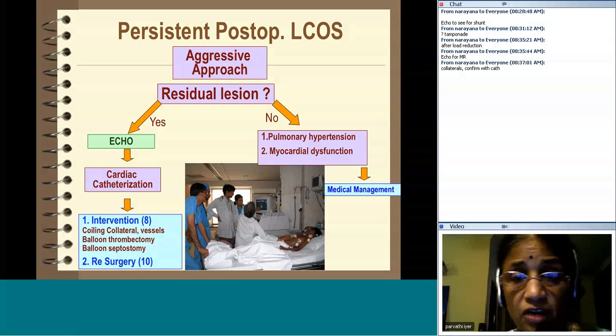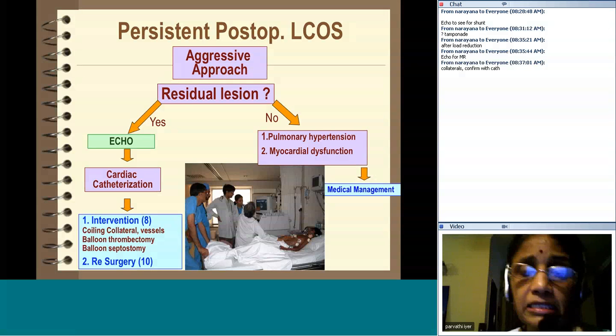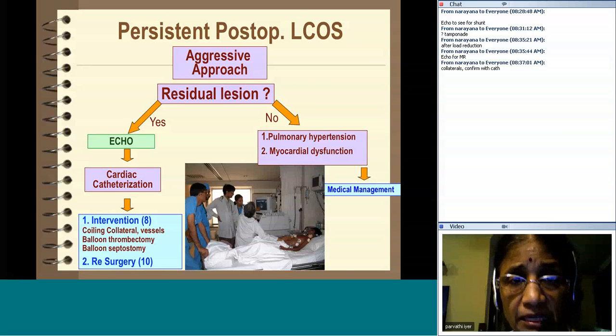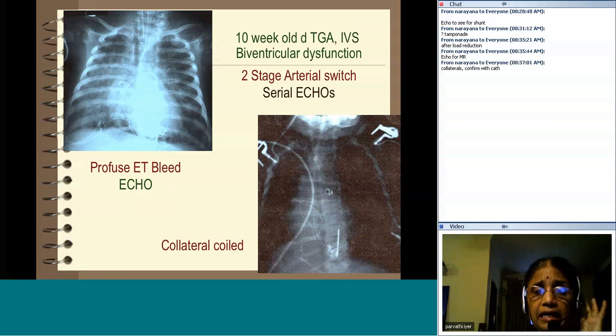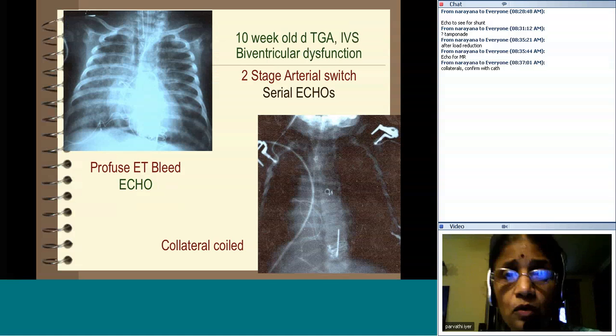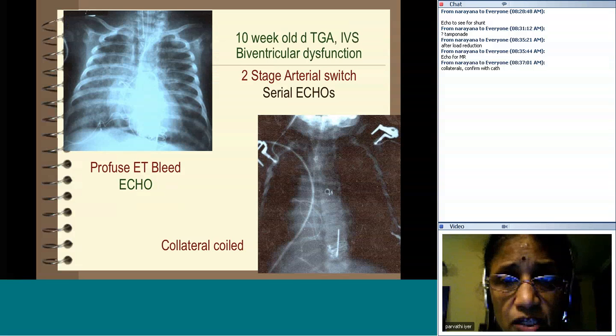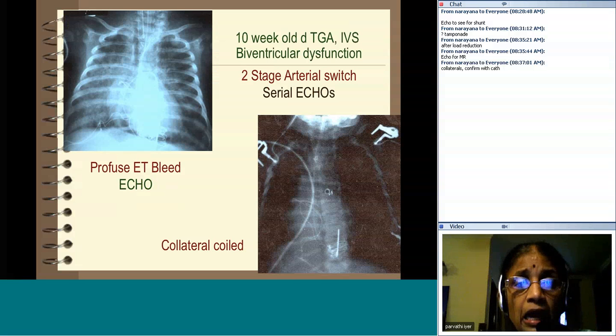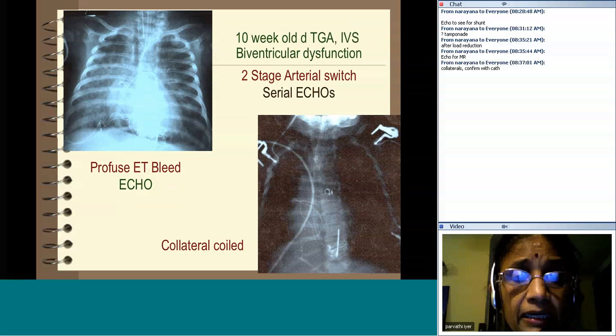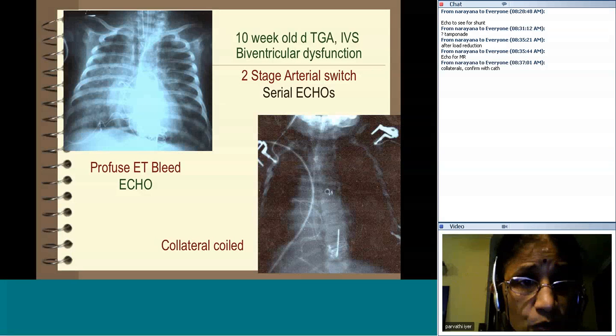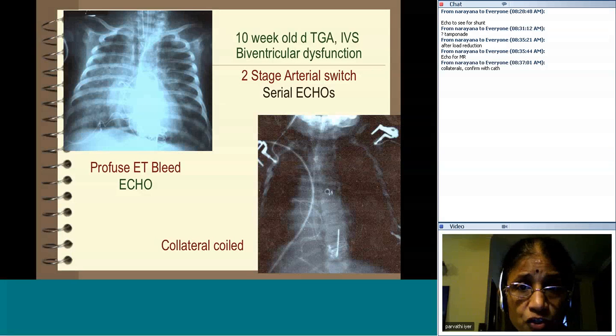This is yet another instance where we had a 10-week-old transposition intact victim who presented with biventricular dysfunction, underwent a 2-stage arterial switch, and had profuse endotracheal bleeding finally on attempted weaning. Again, initial echoes did not pick up the collaterals. Serial echoes done by seniors identified the collaterals. Collaterals were coiled, as you can see in the subsequent X-ray. The baby was easily weaned and extubated.